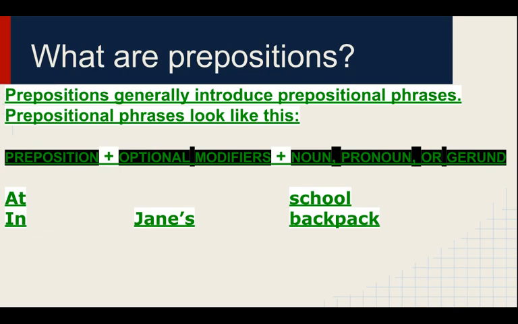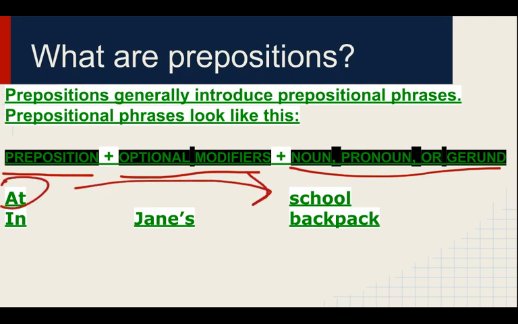Prepositions generally introduce prepositional phrases. Prepositional phrases have a preposition plus an optional modifier or some extra words, and then a noun, pronoun, or gerund. A gerund is an "-ing" word that is used as a noun. So it could be like "playing." So "at" is a preposition, and we add "school," which is a noun. That would be a prepositional phrase.